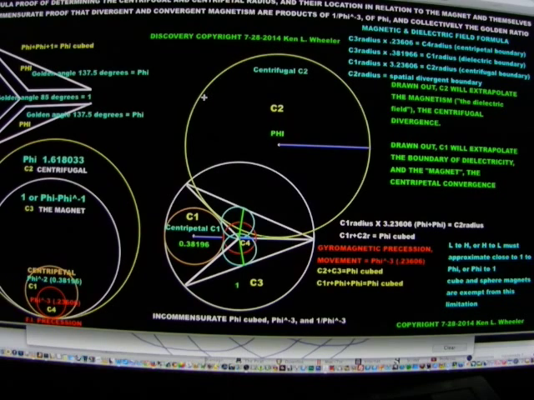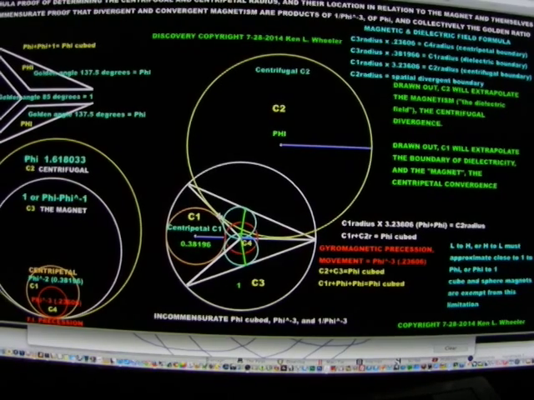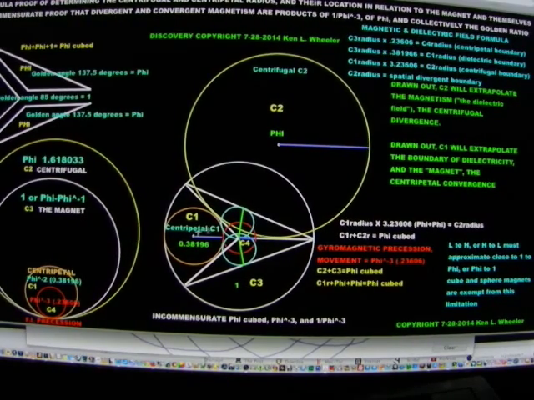So you're able to extrapolate where your centrifugal field boundaries are for field reciprocation just using this simple formula. C3 radius times phi to the power of -3, C3 radius times phi to the power of -2 for your C1 radius, which draws out your dielectric boundary. And just to extrapolate from your C1 radius, all you have to do is multiply that times phi plus phi, which is 3.23606. So whatever your C1 radius is here, you multiply that times 3.23606, and you end up with your C2 radius.